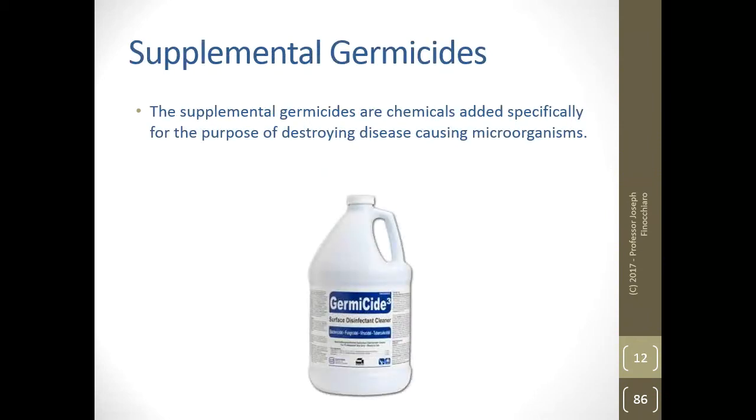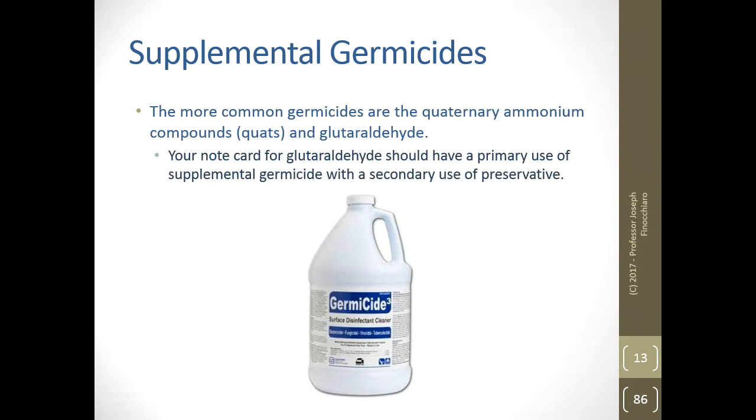So supplemental germicides. Now we're into components of arterial fluids, okay? This could also be a supplement, but generally these are components right now. You don't usually go grab a supplemental germicide and pour it in. It's usually germicides are built into your arterial fluid automatically. Supplemental germicides are chemicals added specifically for the purpose of destroying disease-causing microorganisms. The more common germicides are quaternary ammonium compounds, or quats, and glutaraldehyde. And I think by now you should know all about the primary and secondary use of glutaraldehyde.